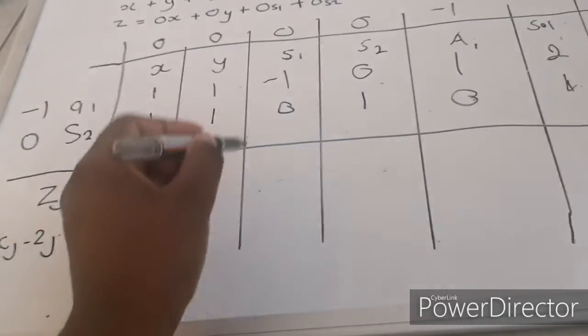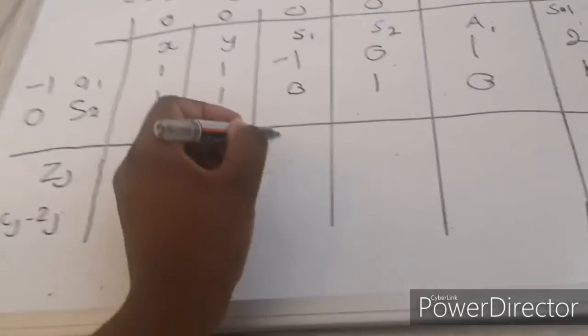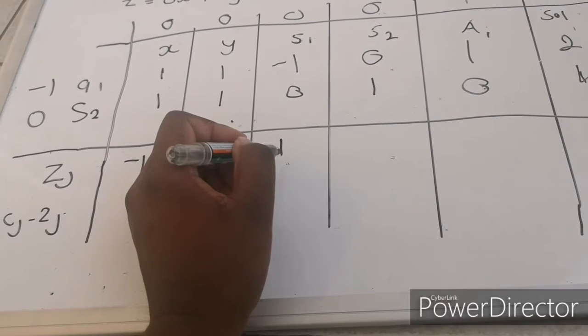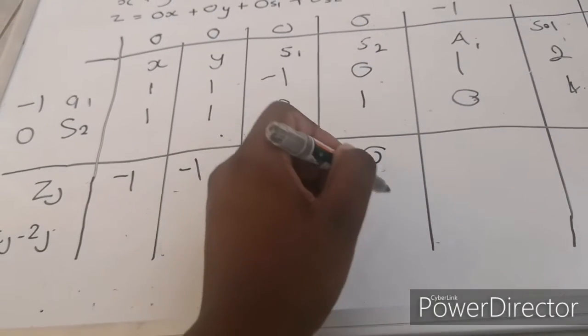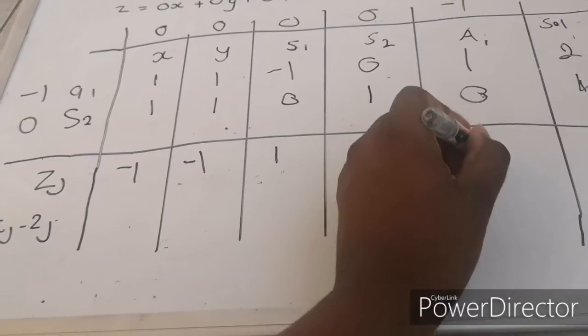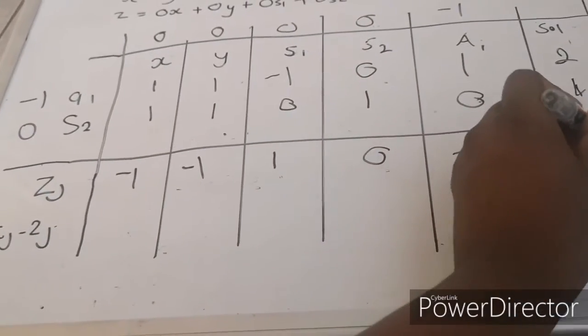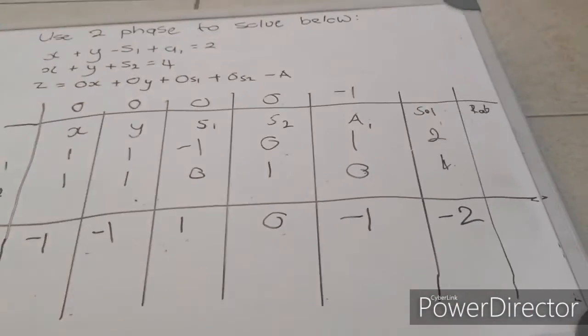-1 times 1 is -1, plus 0 times 0, which will give us -1, right? And this will give us a 0. This will give us a -1. And that will give us a -2.